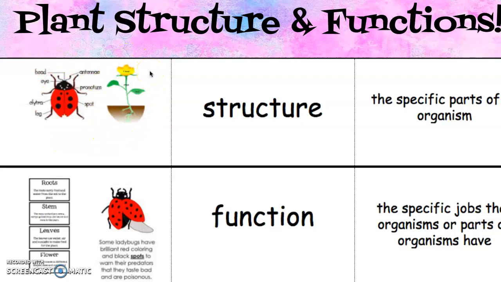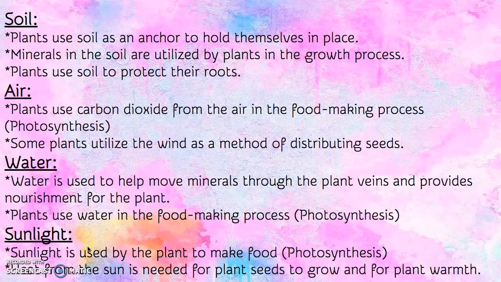That's your leaf, your root, your stem, and then the function is the specific jobs that an organism or parts of organisms have. So with ladybugs, when you have these structures, that's like the antenna. The function of the antenna is, and then you would describe it. So we are going to learn about the plant functions. The structure of the plant are the parts. The function is what those parts do.